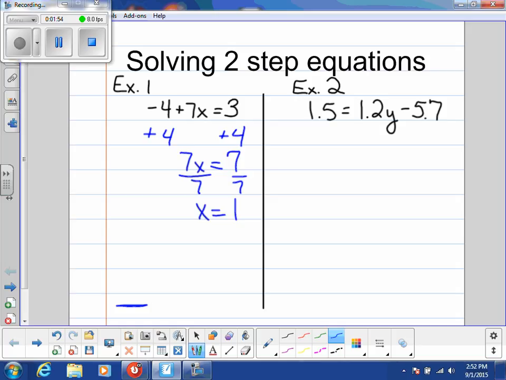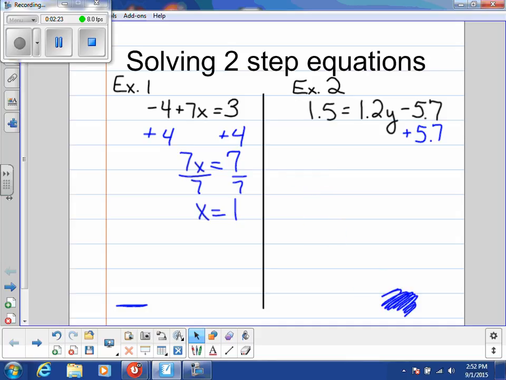This equation has some decimals, and that's okay, because I'll be using the TI Inspire if I need to solve. Nothing else is different. I have the variable on the right this time, so I'm ignoring the left while I make the decision what to do. I see 1.2 times y minus 5.7. So first, I'll add 5.7 to both sides.